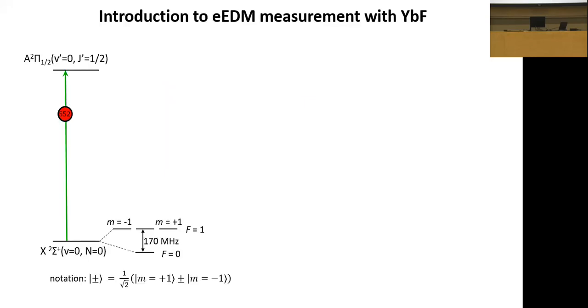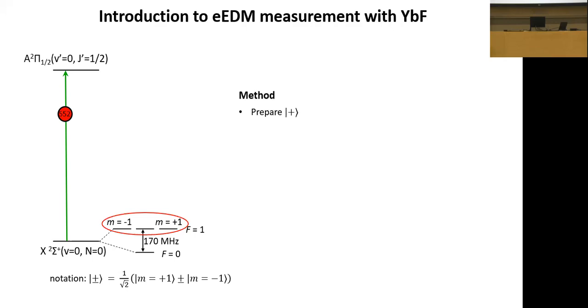To give you more understanding of our experiment, I will explain the procedure that we take for the EDM measurement. The whole EDM measurement happens in the absolute ground state of our molecule, YbF: the electronic ground state, vibrational ground state, and rotational ground state. In this level, there is this simple hyperfine structure. The whole experiment is to measure the energy splitting between these m = +1 and -1 states. Here I use the notation plus or minus states to express these superposed states.